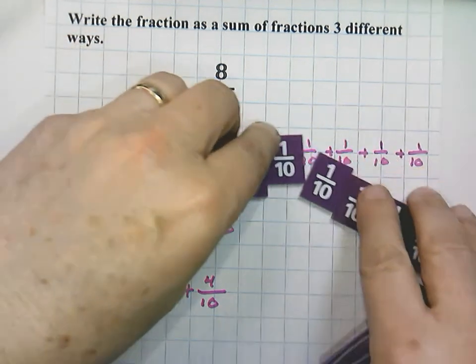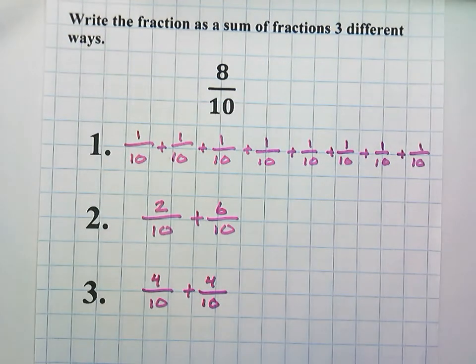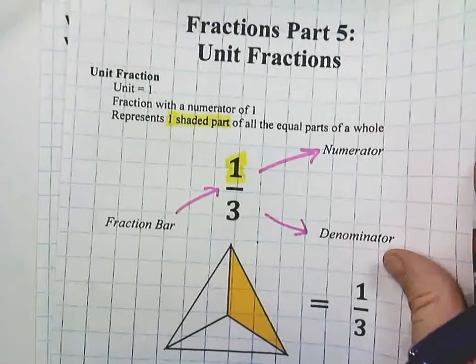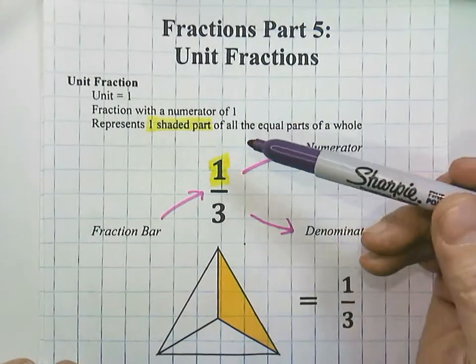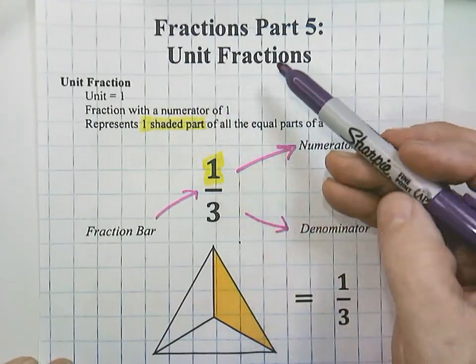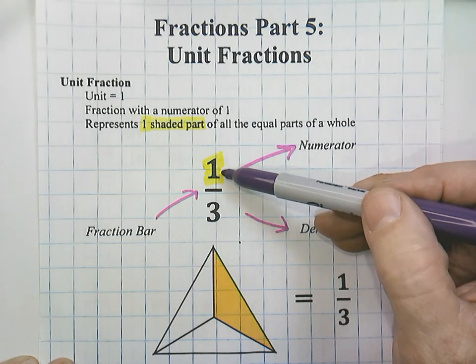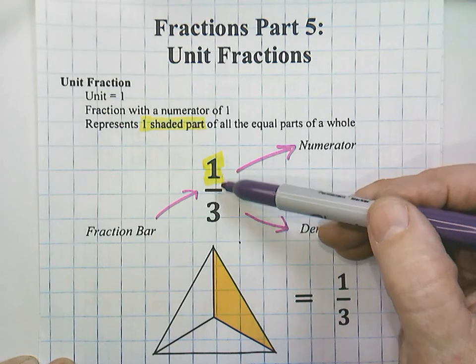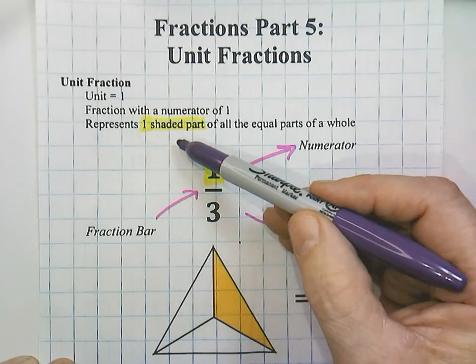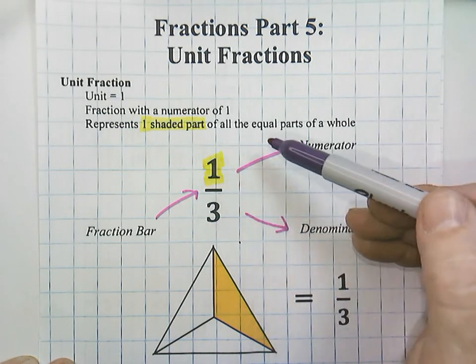So in review, our lesson today is on unit fractions. We said unit means 1, and that unit fractions are fractions with a top number, or a numerator, of 1, and a unit fraction represents one shaded part of all the equal parts of a whole.